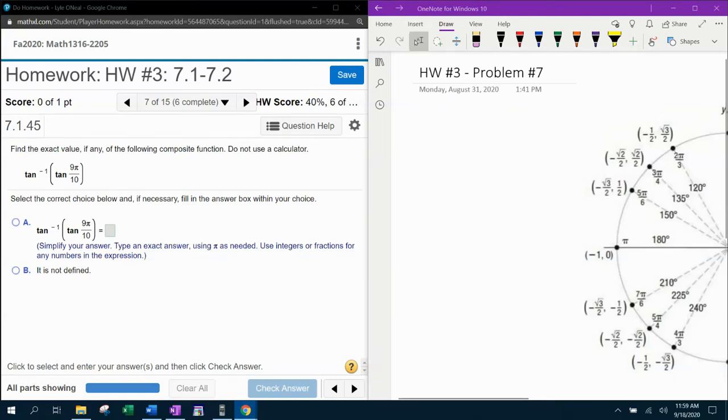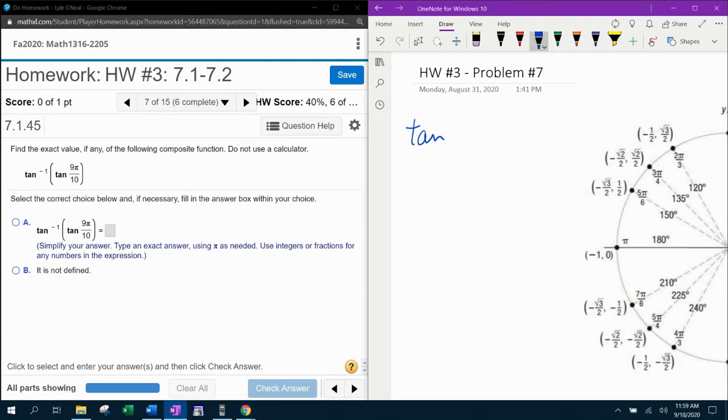All right, here we go. Question number 7 from our 1316 homework number 3 in MyLab Math. And we're looking at finding the inverse tangent of the tangent of 9 pi over 10. Notice it says do not use a calculator. We're going to ignore that, and we are going to use a calculator at least to check our result.